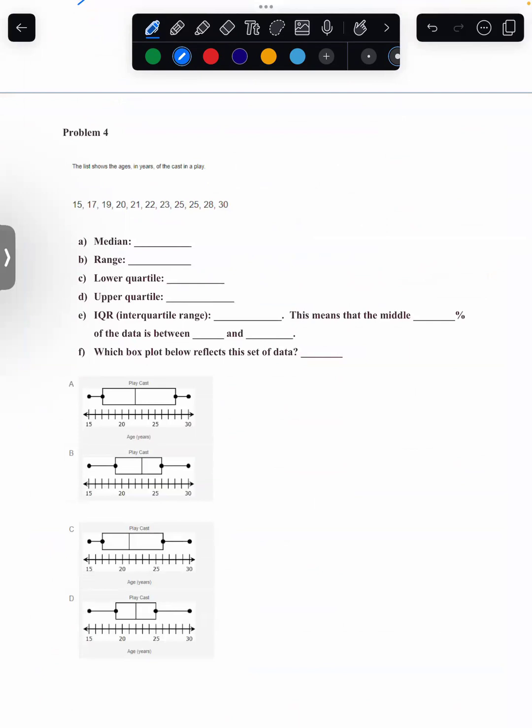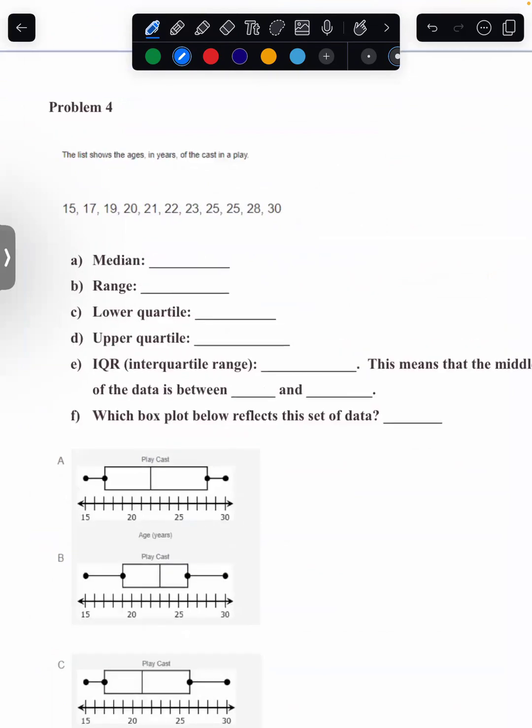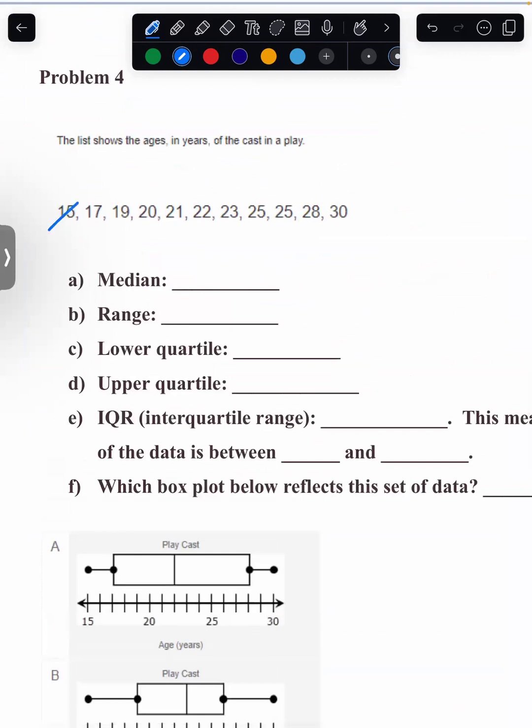All right. Number 4, a list shows the ages in years of a cast in a play. So now this time you're not given the box plot. So we need to find the median. That means we're trying to find the middle number. So we're going to go one on each end till we get to the middle.